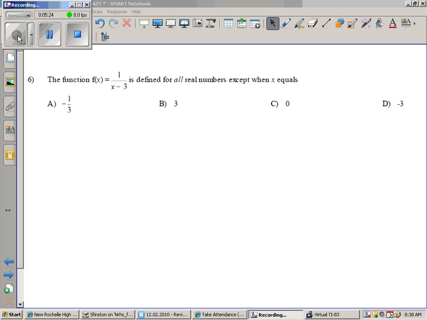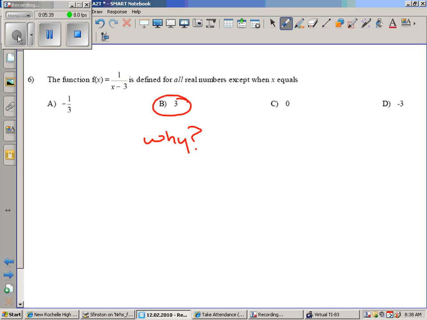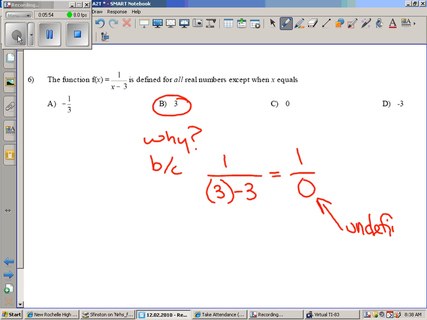Question number 6, the function f of x equals 1 over x minus 3 is defined for all real numbers except what? It's defined for every real number except this one. Why? Because when you sub this number in, check it out. 3 minus 3 is 0, so 1 over 0, and this means it's undefined. Piece of cake, right? Our test is going to be so easy.